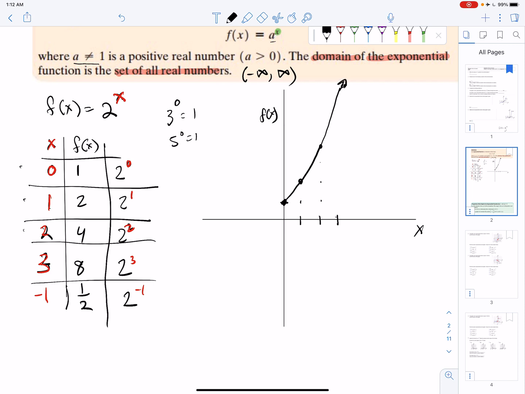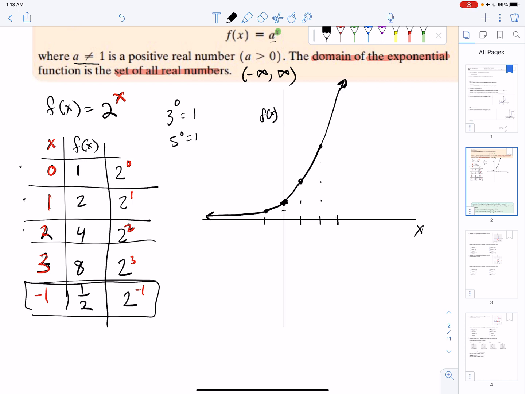And then what happens to the left when we put this negative value in here? 2 to the negative first gives us a half. So this is 1, so half is right there. So negative 1, up a half is right there. So one thing that happens here also is that this gets closer and closer, but never crosses the x-axis.